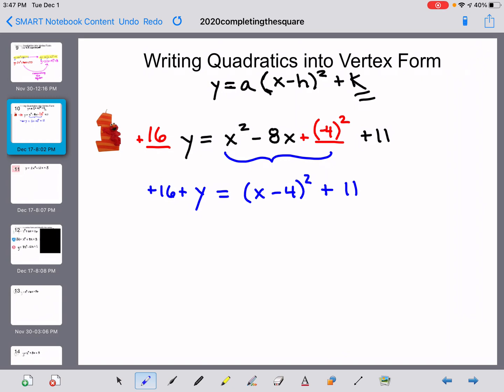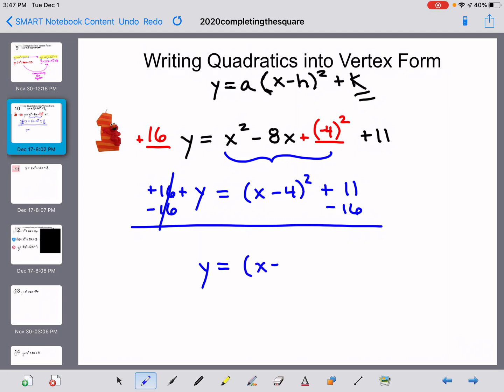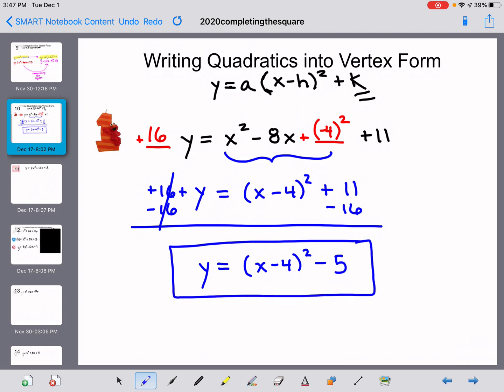And now, just to get the vertex form, I'm going to move this 16. So y equals (x minus 4) squared minus 5. Final answer. There's my vertex form, right? If I asked you, the vertex of this is (4, negative 5). It opens up. It has a horizontal shift right 4 units, a vertical shift down 5 units, right? We can just refresh that information on this section.